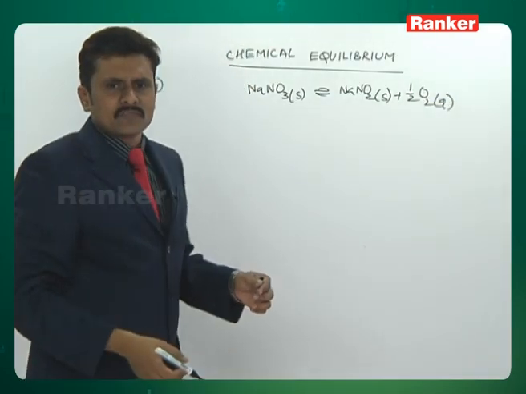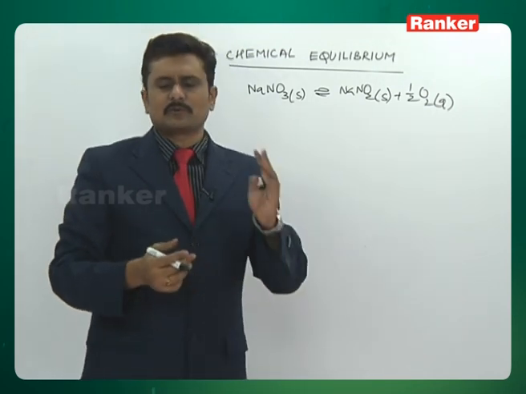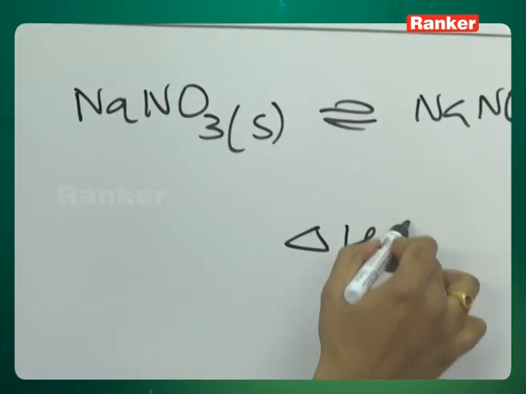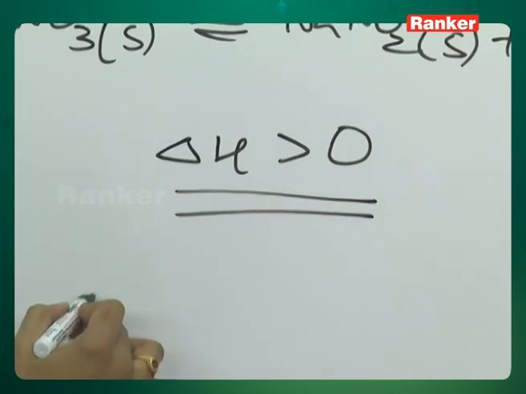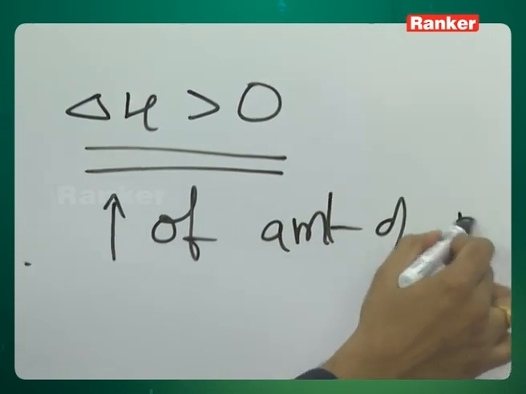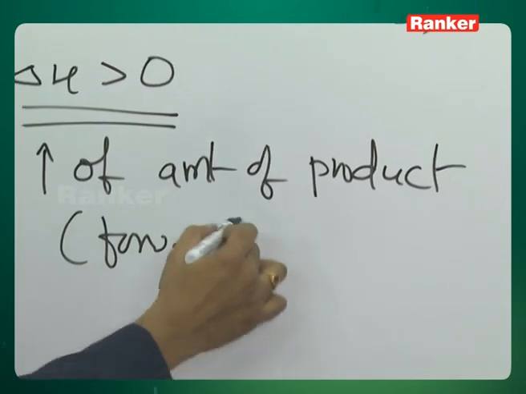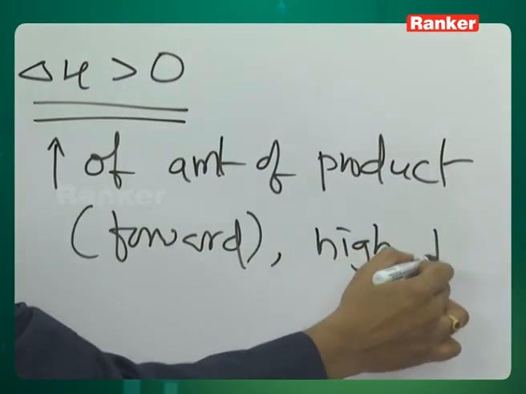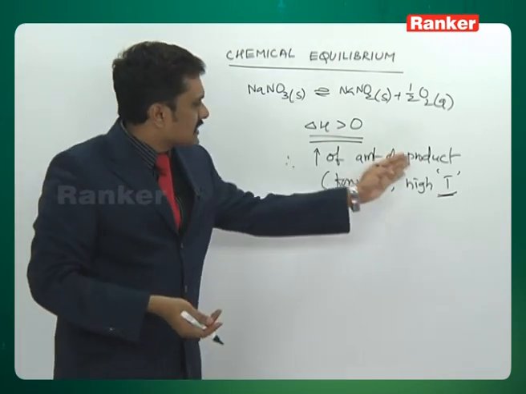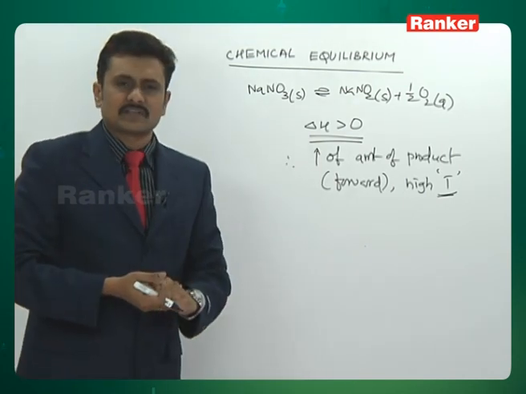So now the question is, what happens when you want to increase the product content in this reaction? Here you can see that it's a dissociation reaction, hence it can be presumed that it is an endothermic reaction. Therefore increase of the amount of product is achieved by shifting this equilibrium in the forward direction, and it is achieved at high temperature because it is an endothermic reaction. Endothermic reactions, as we know, are favored at higher temperatures. So this reaction is favorable at high temperature.